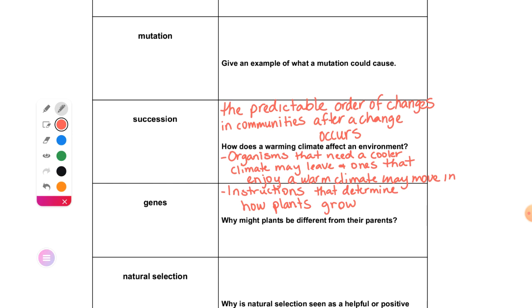Why might plants be different from their parents? Why might some plants look different than their parents?